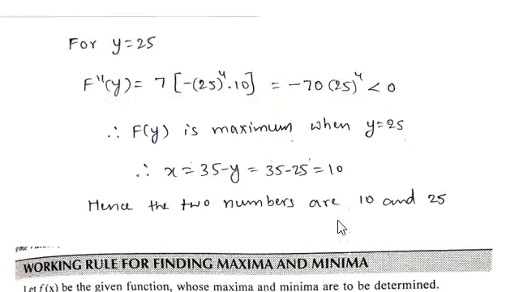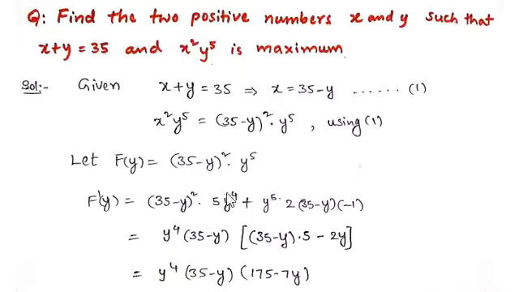So we'll follow these steps and find the maximum and minimum value in this case. The given condition is x plus y is equal to 35. From that we can write x is equal to 35 minus y, and then we write x square into y to the power of 5.